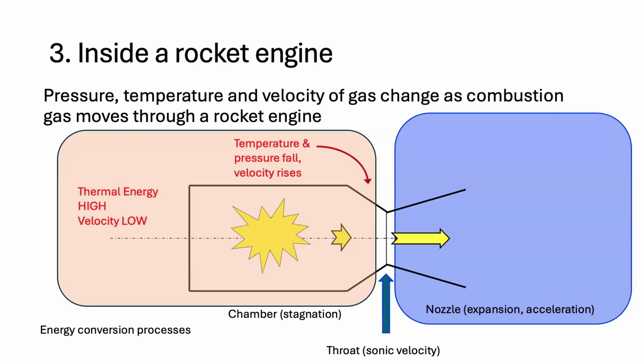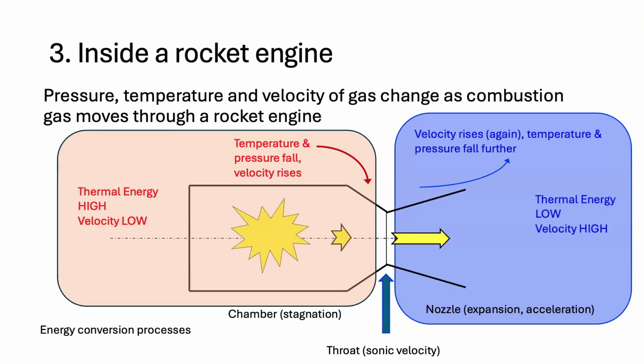At the start, when you inject the propellants, the thermal energy is high and the velocity is low. As they move under their increasing pressure towards the nozzle, trying to escape from the engine and expand, the temperature and the pressure fall and the velocity rises. As you go through the throat and out the nozzle, the velocity rises again and the temperature and pressure fall further. So thermal energy ends up being quite low and velocity ends up being quite high.